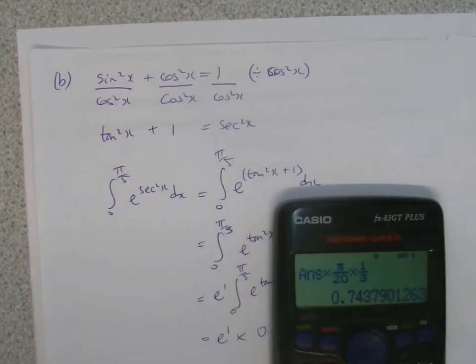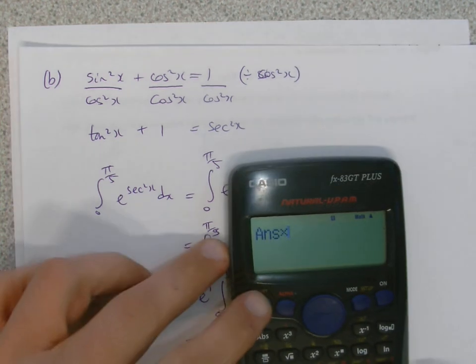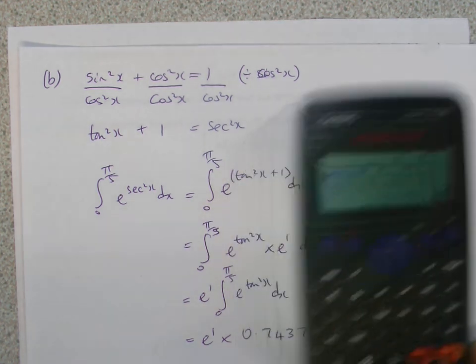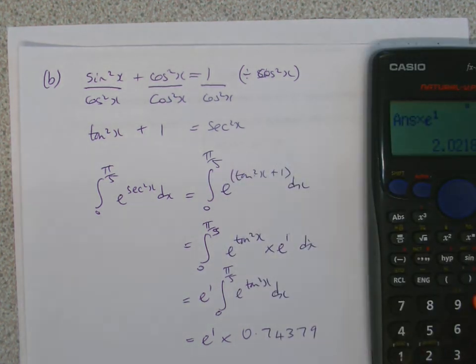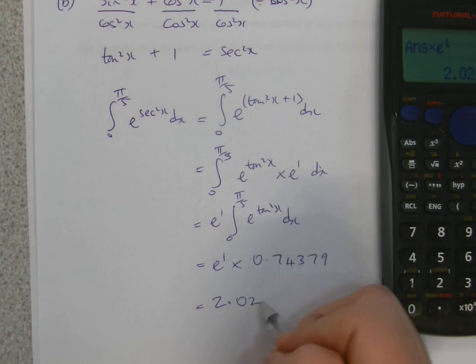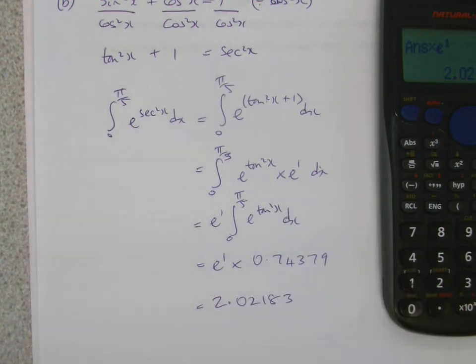We've even still got it on my calculator, so I'll times that by e to the 1, and I get 2.02, okay, so they want 5 decimal places as well. I would assume that, and I would always do that anyway, even if it doesn't say, I would go for 5 decimal places, because the other answer was also to 5 decimal places.